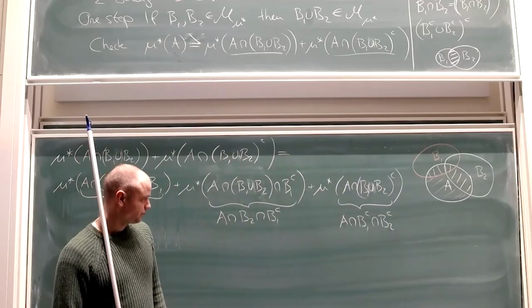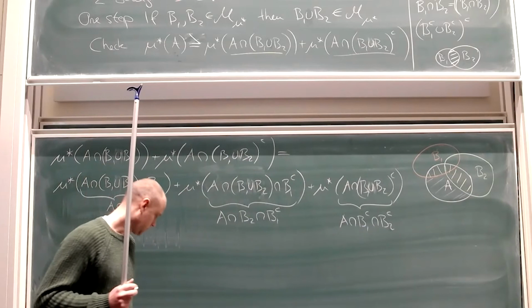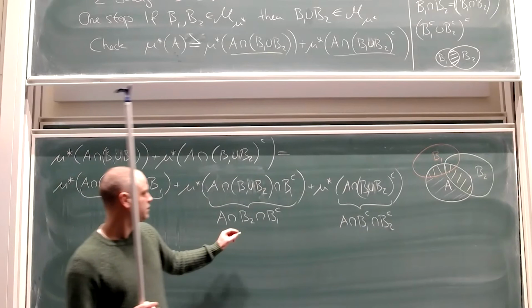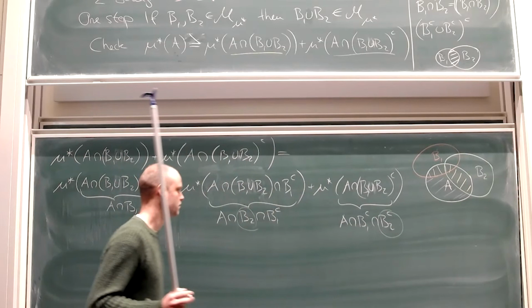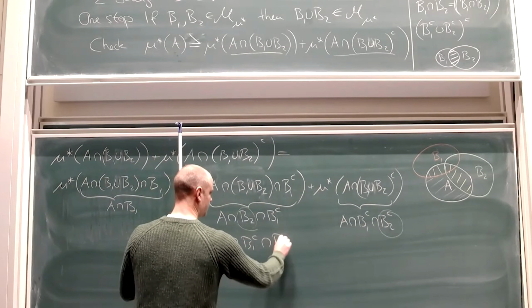Now, here's where it gets funny. So here it's simplified. Here we still have a 3. But now look at this fellow B2 here and B2 complement there. And actually, these are the same in both cases. So I can write this, A intersect B1C intersect B2. And then I put a parenthesis there, and I put a parenthesis here.